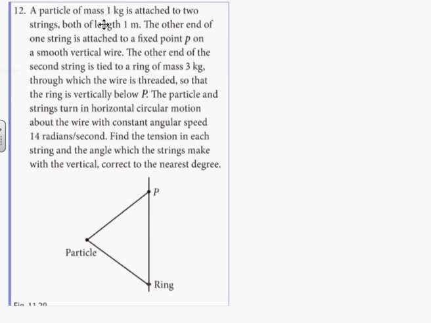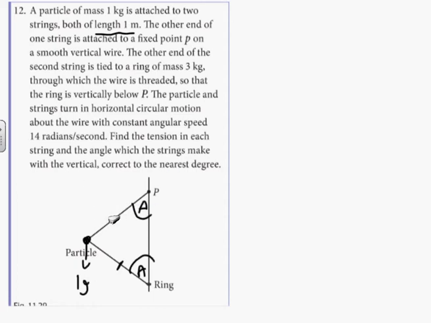A particle of mass 1 kilogram. So once you read that, right away, 1g straight down. Strings of both length 1 meter each. This is 1 meter, this is 1 meter. This means isosceles triangle, 2 angle A's.